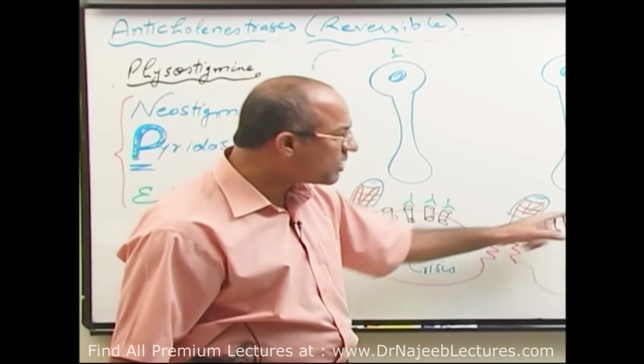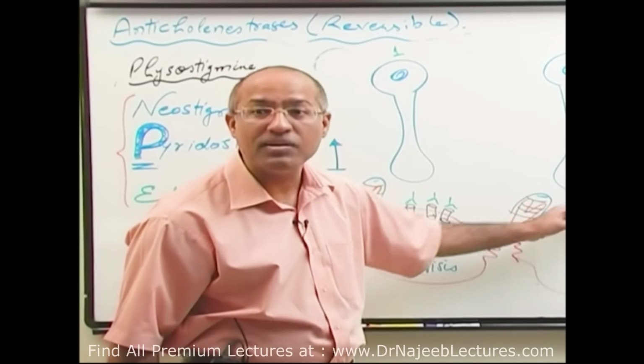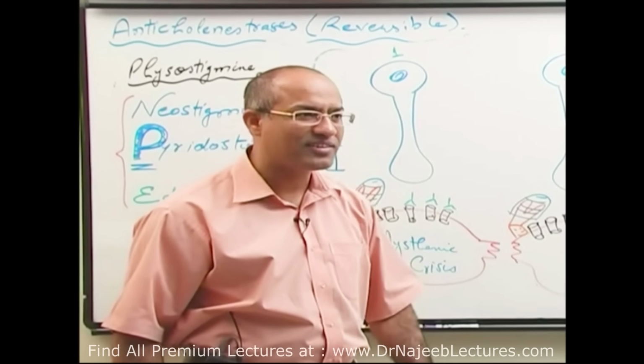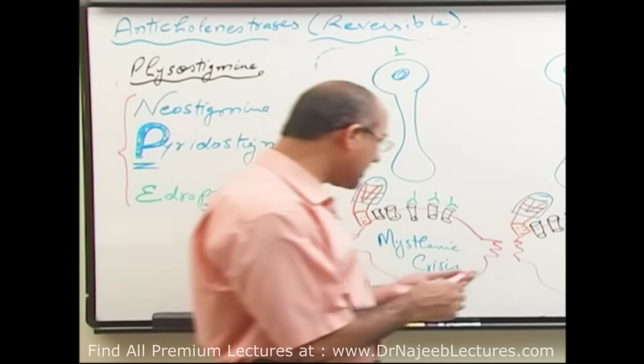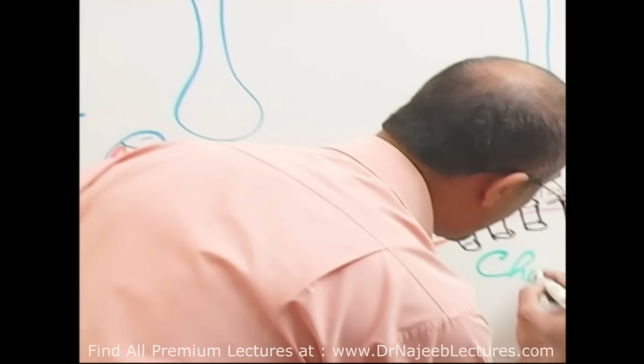And when it is working too much, it produces what? Overstimulation of the receptors, which makes them dysfunctional, and muscles become paralyzed. And he is also having weakness. But this is called cholinergic crisis. What is it called? Cholinergic.